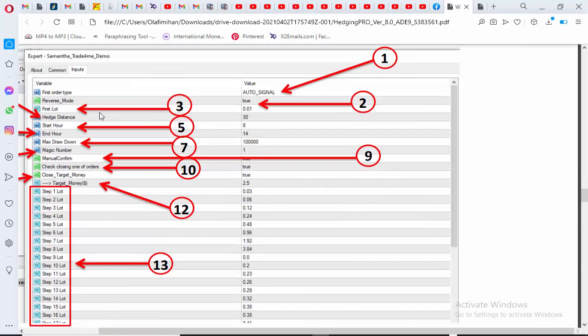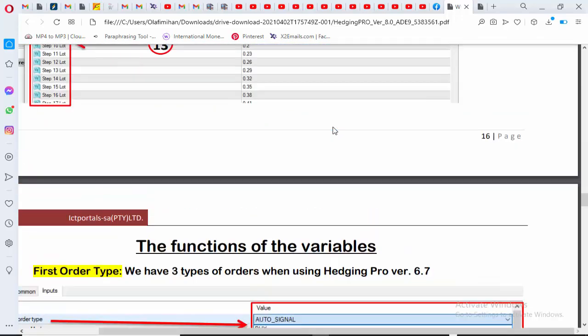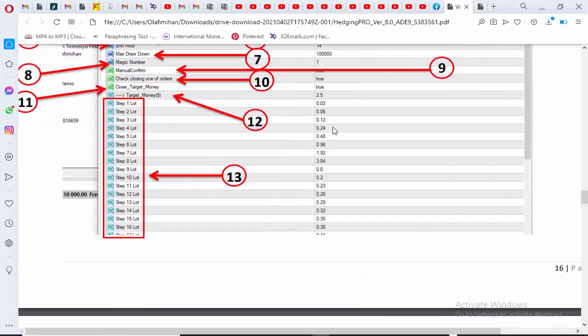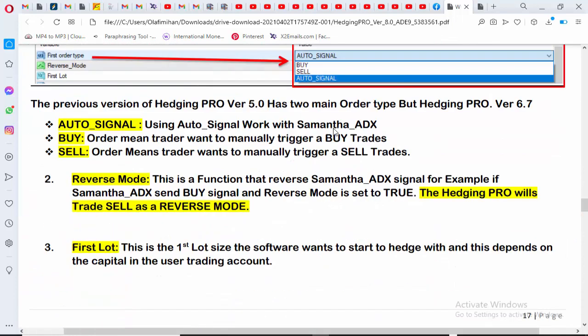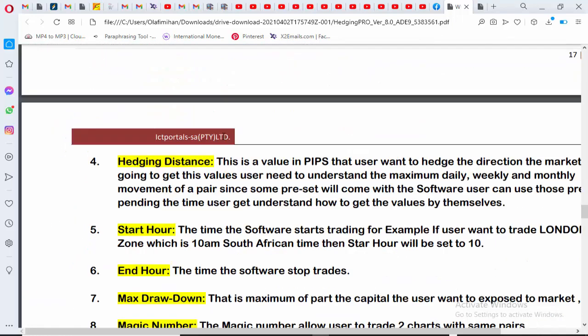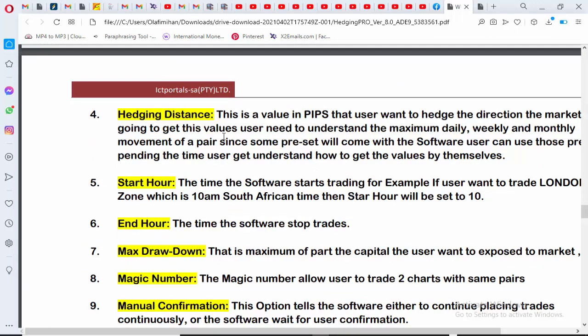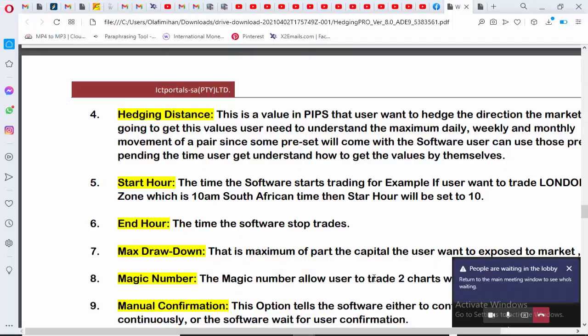And you can see I labelled all these ones for you to be able to understand what they are doing. If I don't make any mistakes, you can see reverse mode. I've explained what the reverse mode is, but for now, you don't need reverse mode. What we need is from option 4 down. That is what we need to take care of now.